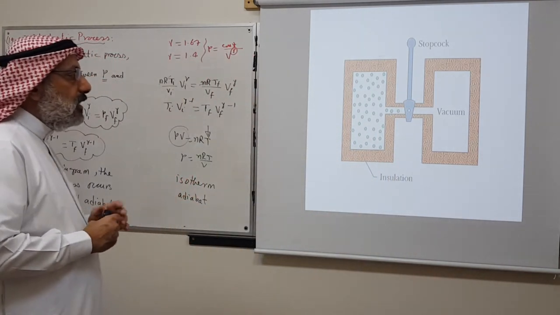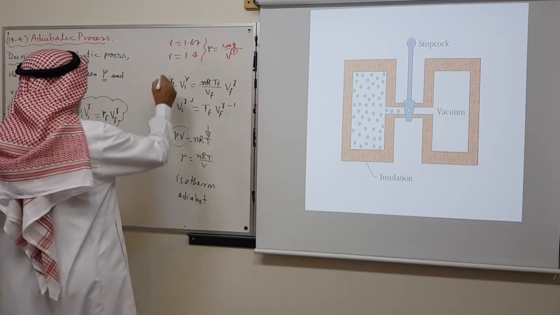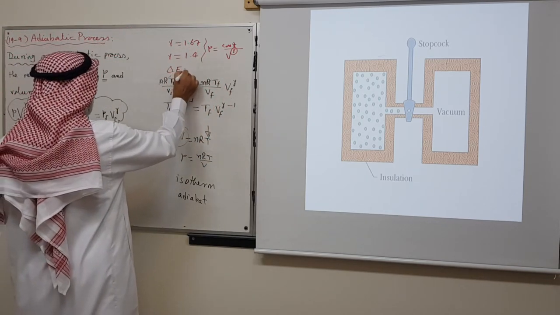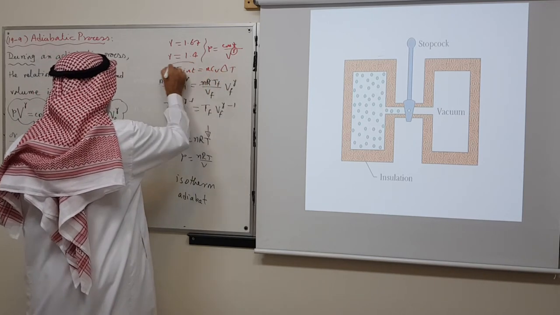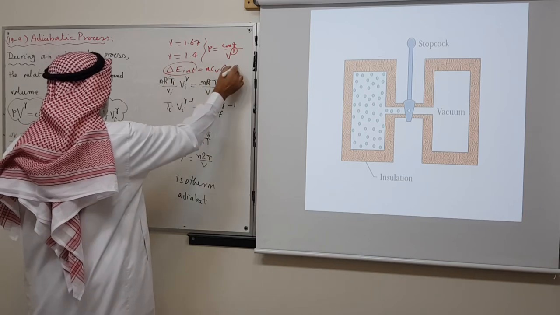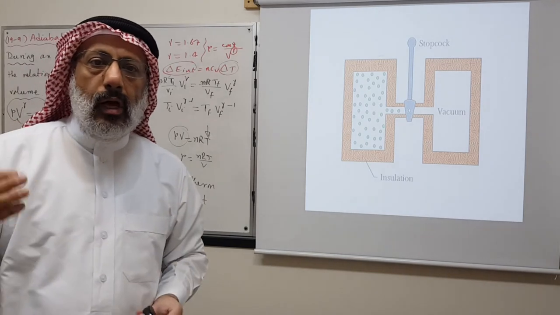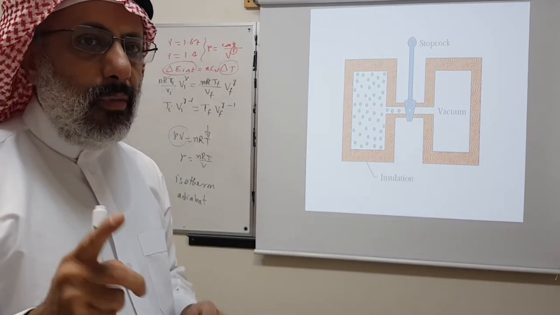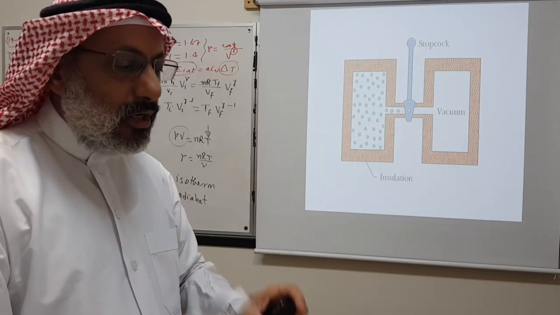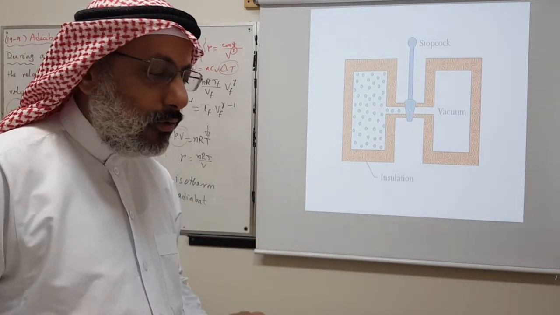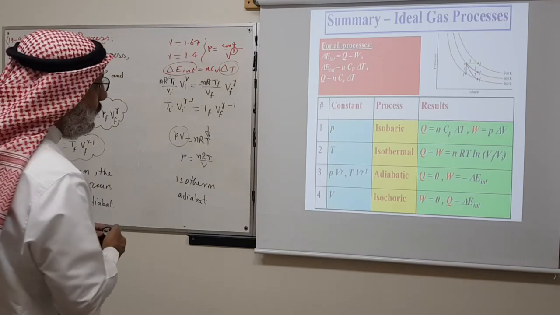If delta E is zero, remember what we saw today, delta E internal for an ideal gas is nCV delta T. So if delta E is zero, then delta T is zero. That means this expansion occurs without a change in temperature. But definitely there is a change in pressure and volume, okay? There is a change in pressure and volume, but the temperature will not change. So that brings us to the end of the chapter.